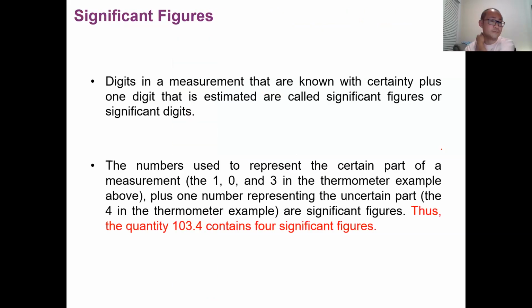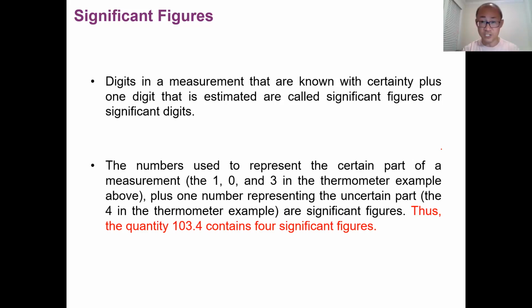Now after we study measurement, we know the numbers from measurements are called inexact numbers. But inexact numbers do not mean they are not meaningful. They are actually meaningful. And meaningful numbers are numbers including the certain digits and one uncertain digit from estimate.